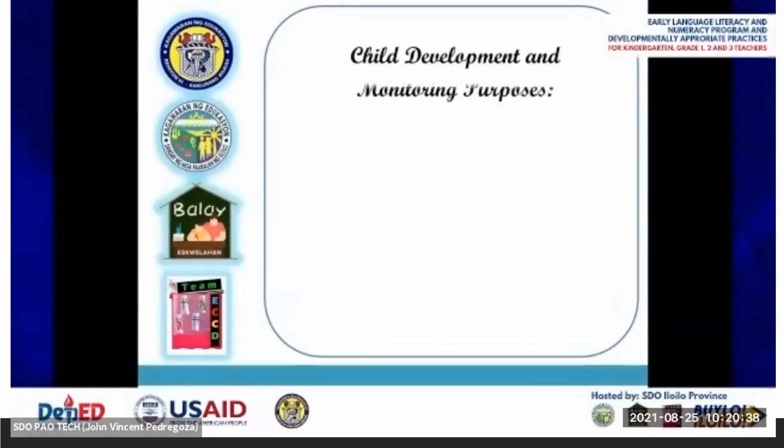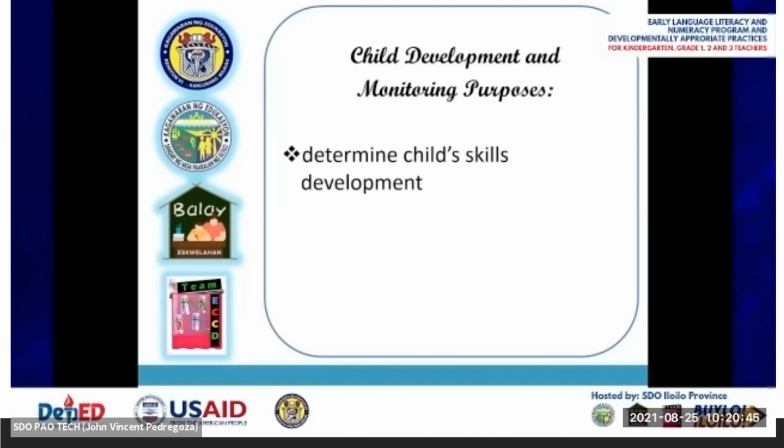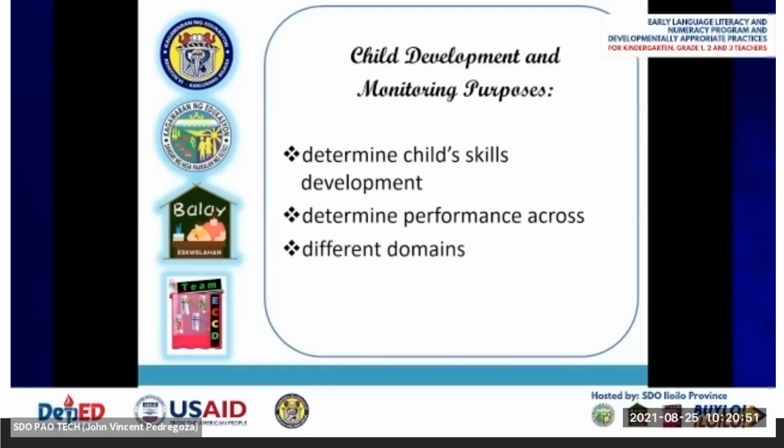The purposes of child development and monitoring are to determine the child's skills development and performance across the different domains: the fine motor domain, gross motor domain, receptive language, expressive language, cognitive, self-help, and social emotional domains.